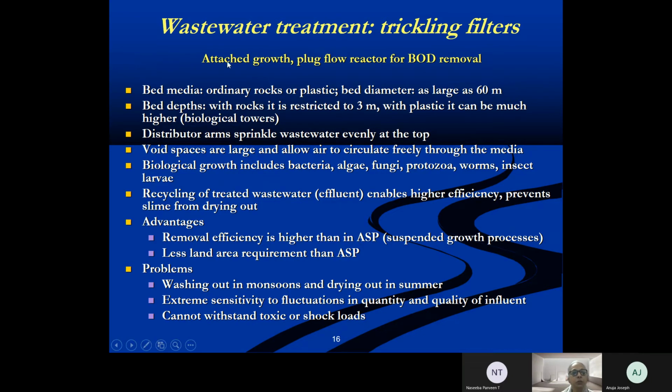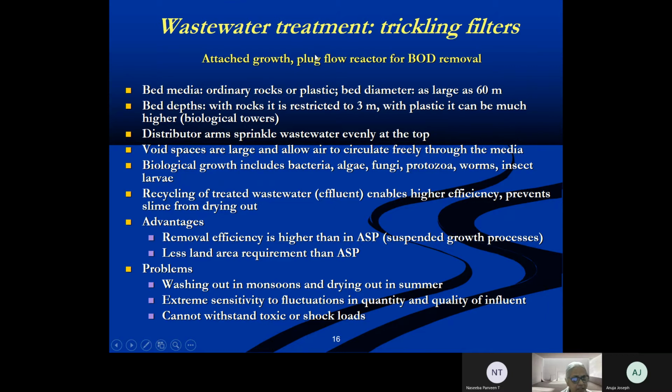Let me also finish one more thing. It's called attached growth because the biomass or the bacteria are growing attached to the bed media. So the bed itself is the filter bed. It's a static mass, and the mass is rocks, plastic, stones, whatever it is. These are the kinds of materials that are used in the filter bed. And because the biomass is growing attached to that filter bed, it's called attached growth.